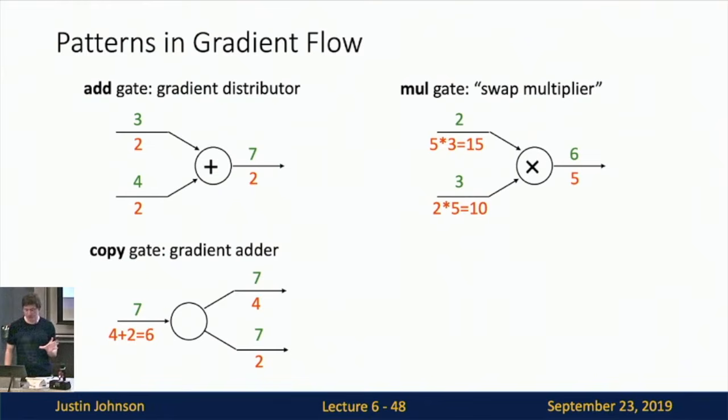Another funny thing that's going on is a multiplication gate. You can think of this as a swap multiplier, because the derivative of xy with respect to x is y, and the derivative of xy with respect to y is x, which means that the local gradient for one of the inputs is the other input, and the local gradient for the second input is the first input. So the downstream gradient is equal to the upstream gradient times the other input. And this has a funny implication: if you have a multiplication inside your model, it's going to mix the gradients all up in some funny way.